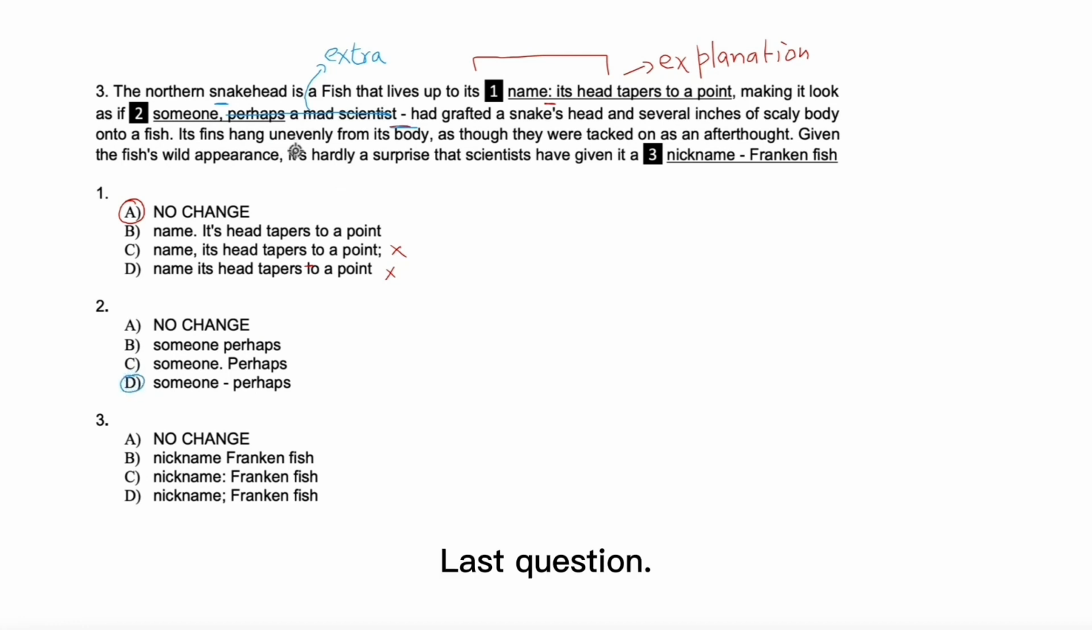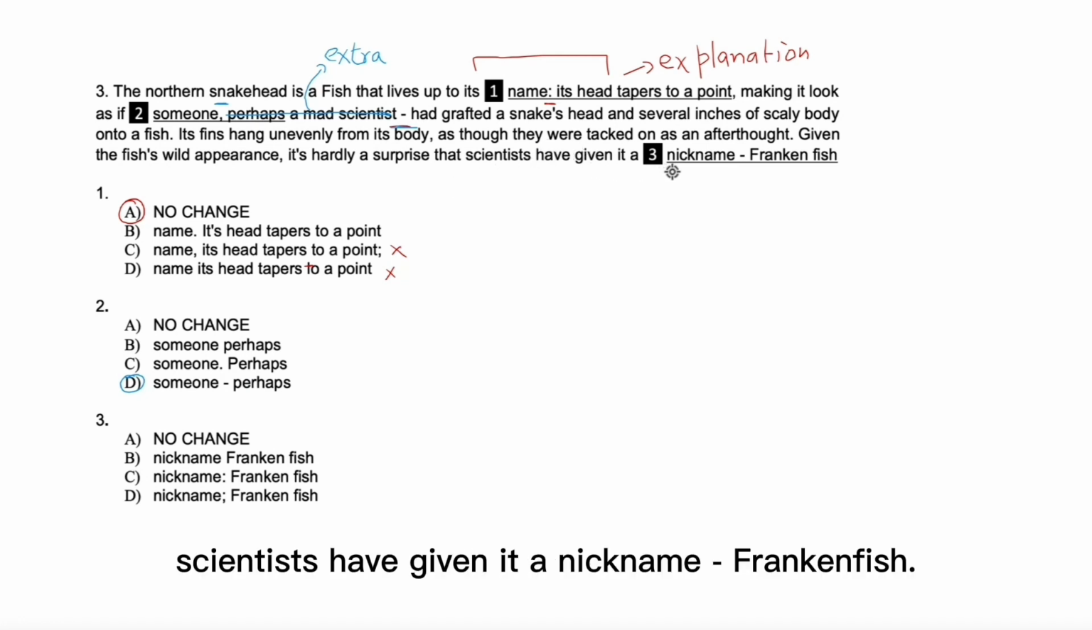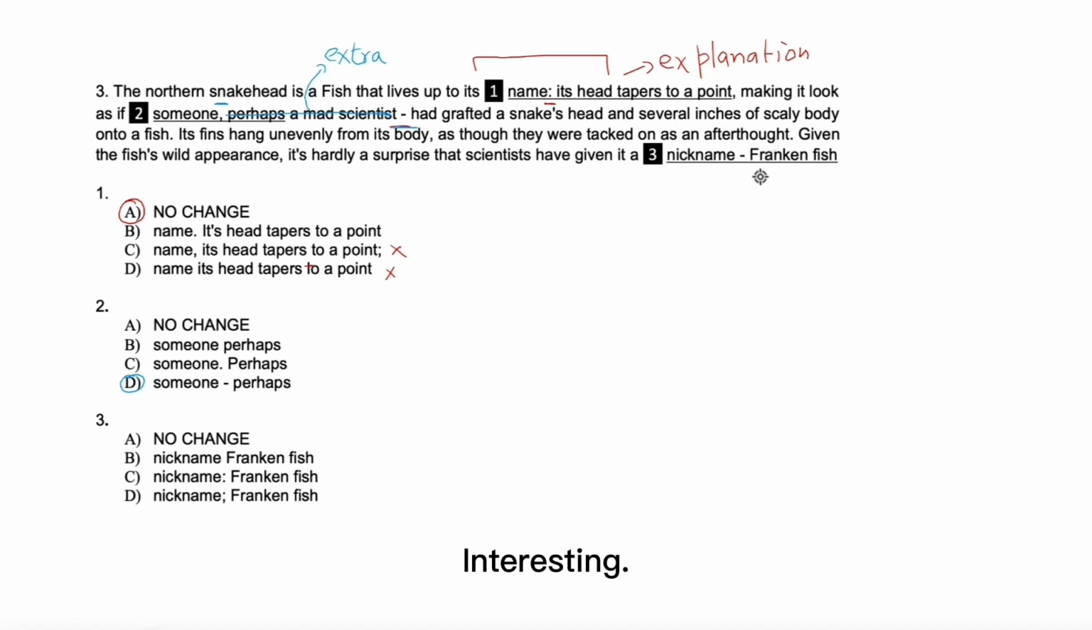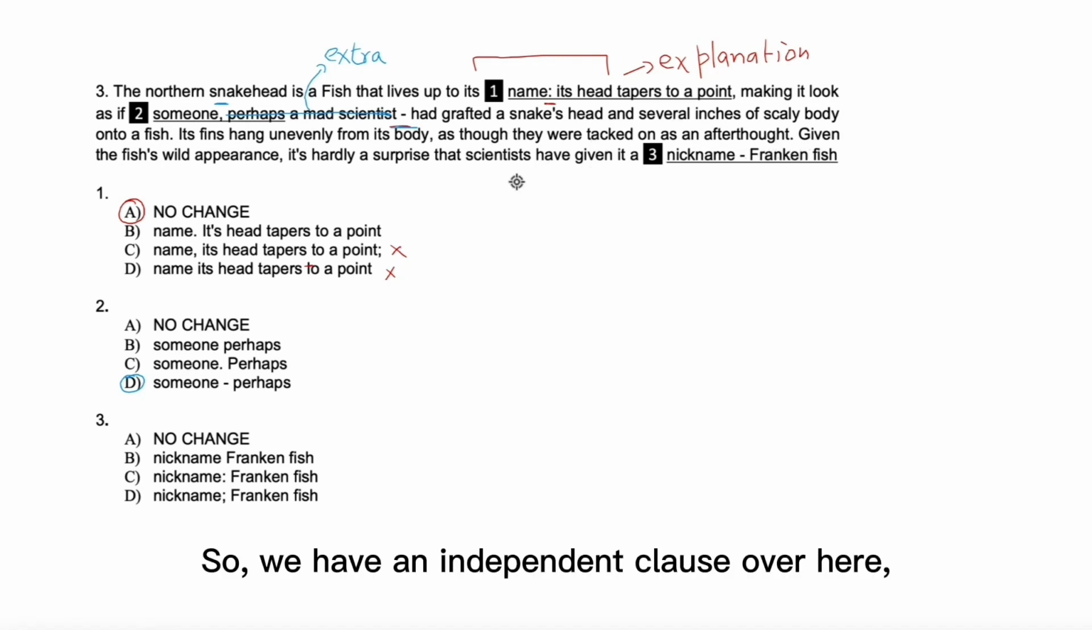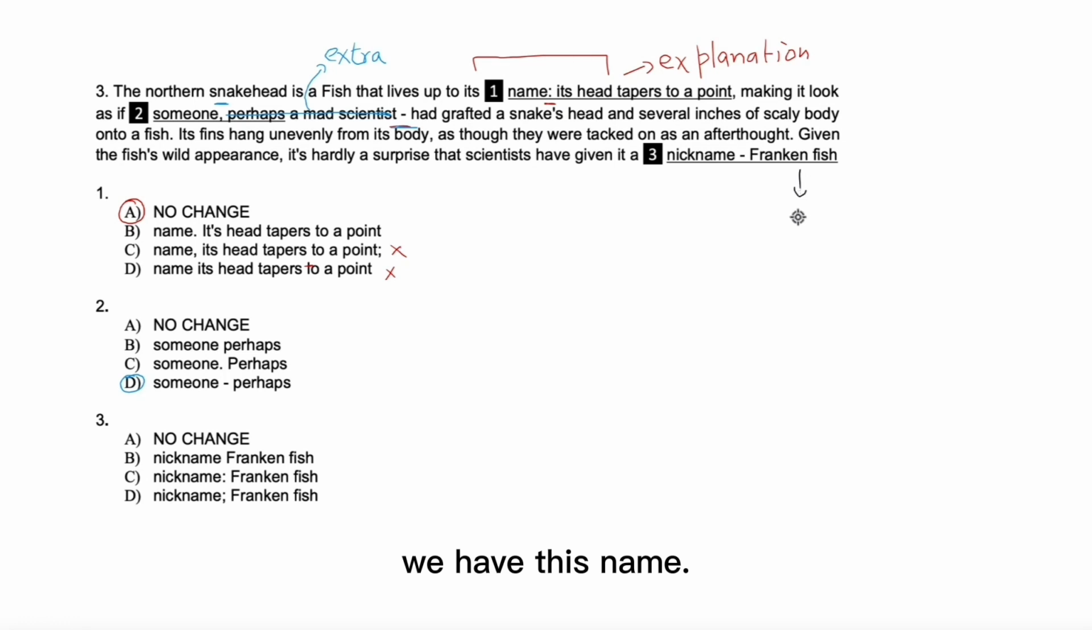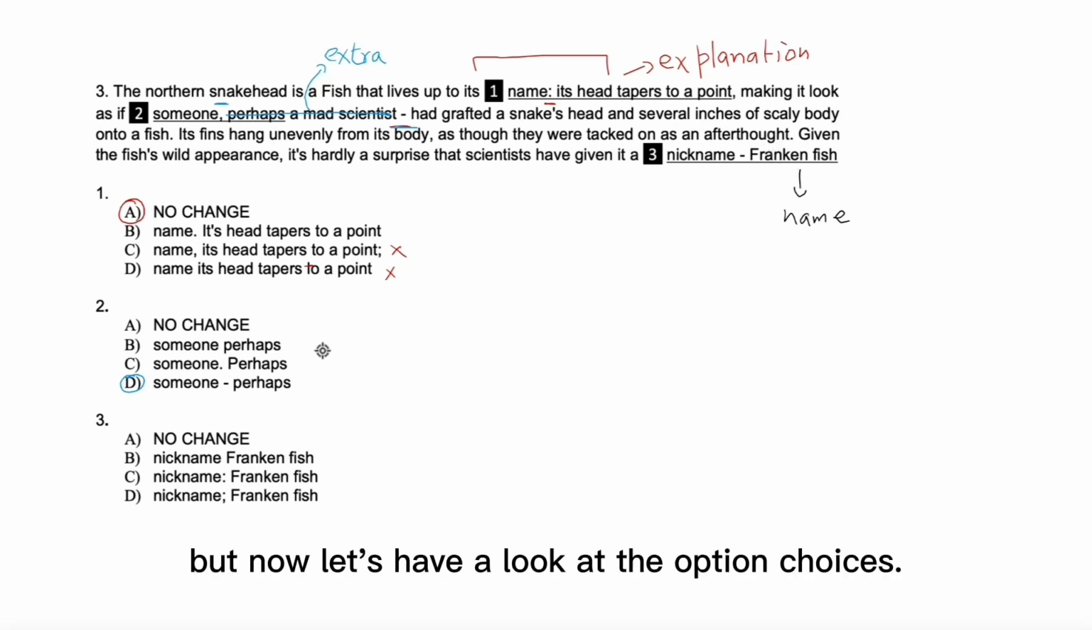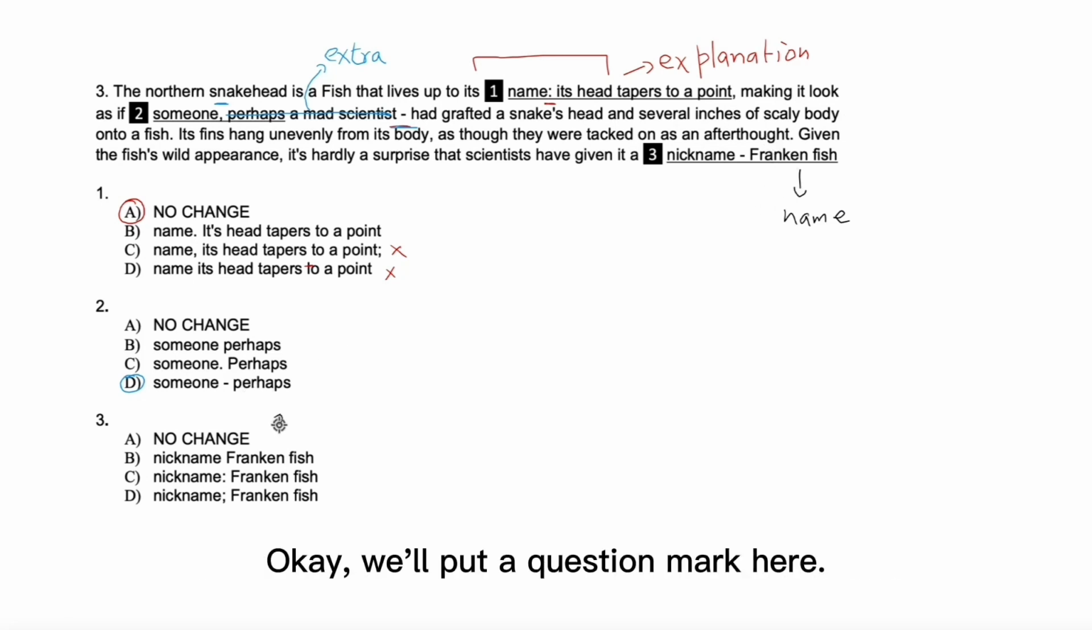Last question. Its fins hang unevenly from its body as though they were tacked on as an afterthought. Given the fish's wild appearance, it's hardly a surprise that scientists have given it a nickname, Frankenfish. Interesting? So we have an independent clause over here, and after that we have this name. Okay, so far I don't see any mistake over here. This can be used, but now let's have a look at the option choices. Okay, we'll put a question mark here.